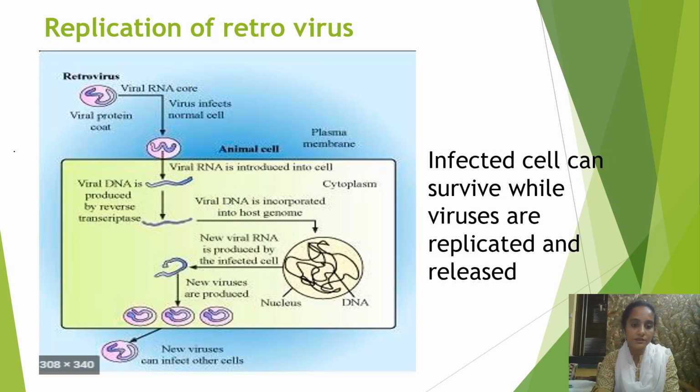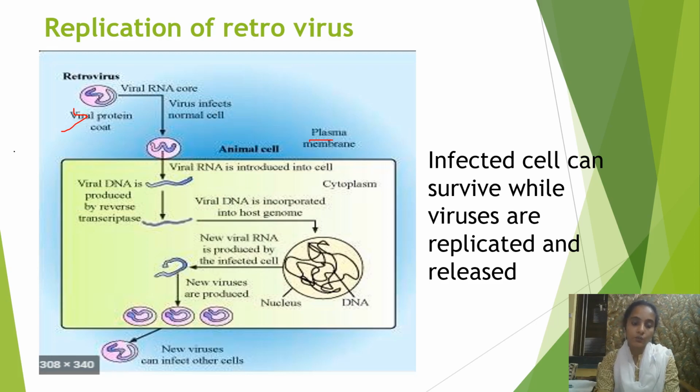Then what is happening? This retrovirus has the viral RNA as its genetic material, and you can say it has the viral protein code. Now what will happen? This viral RNA will infect a normal cell. You can see the rectangular shape that has been drawn, and this is a normal animal cell, and the boundary they are showing here is the plasma membrane. Now what's happening here? This virus infects a normal cell, and this structure, the viral RNA, is entering into the animal cell, the host cell.